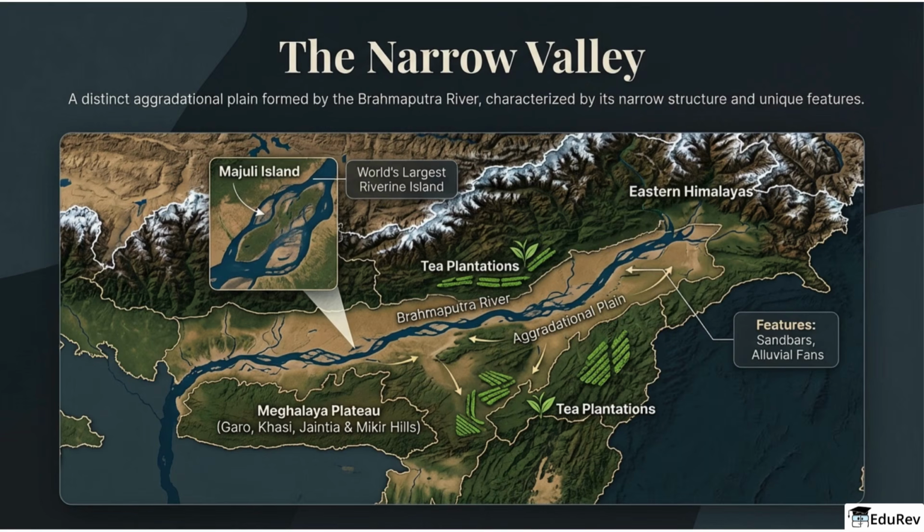Majuli Island is marked as the world's largest riverine island. The plain is also associated with tea plantations. And the key features listed are sandbars and alluvial fans.